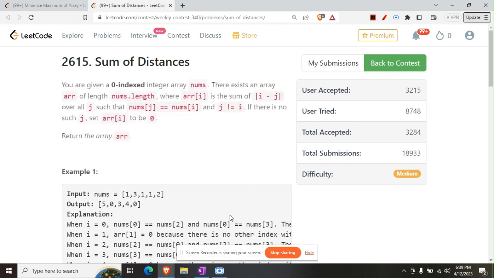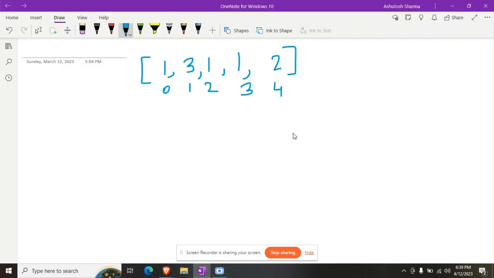So this question statement might seem a little bit confusing, so let's understand it better. What they are telling us is that we need to return an array of some sums. And what are these sums going to be? First of all, we need to take out all the indices of some similar element. And if it is not appearing elsewhere, we'll just be taking that only. Now, what do I mean by that?